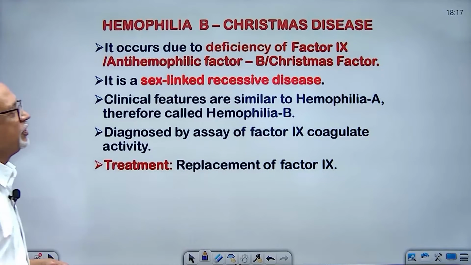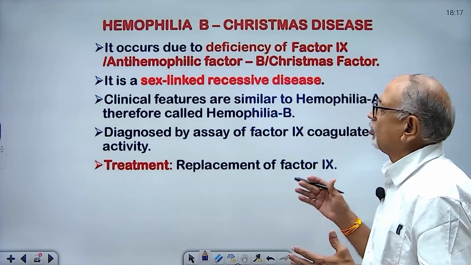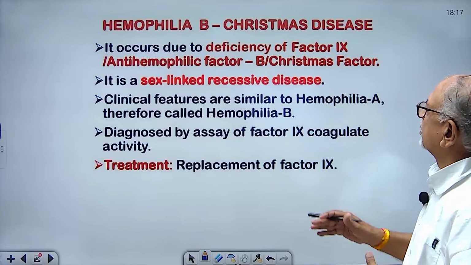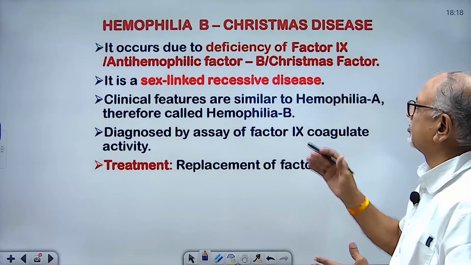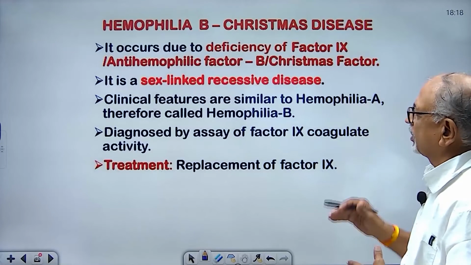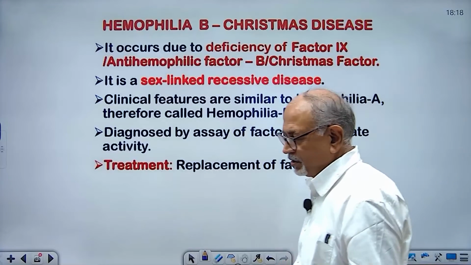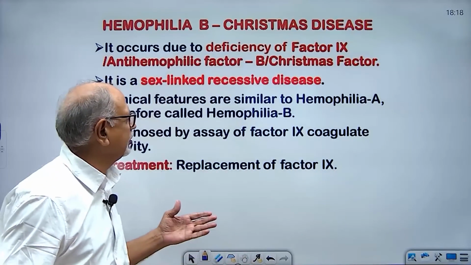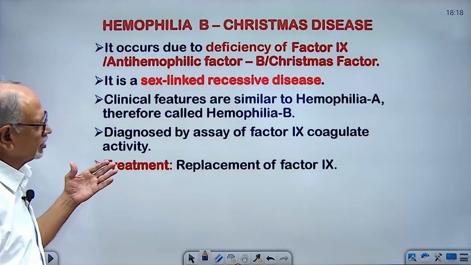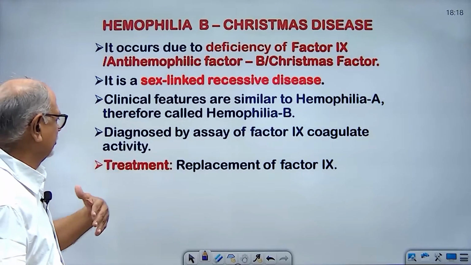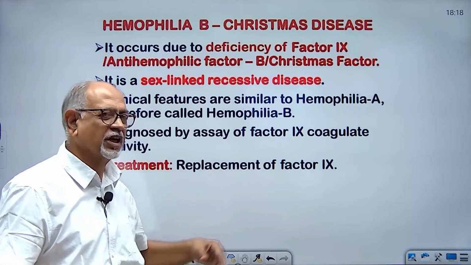Then hemophilia B, that is Christmas disease. It is also a genetic disease due to deficiency of factor 9 or anti-hemophilic factor B. It is called Christmas factor. It is a sex-linked recessive disease. The clinical features of this disease are similar to hemophilia A. It is diagnosed by the assay of factor 9. Treatment is the replacement of factor 9.